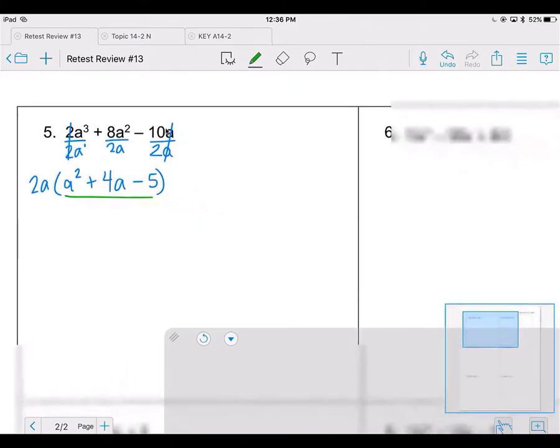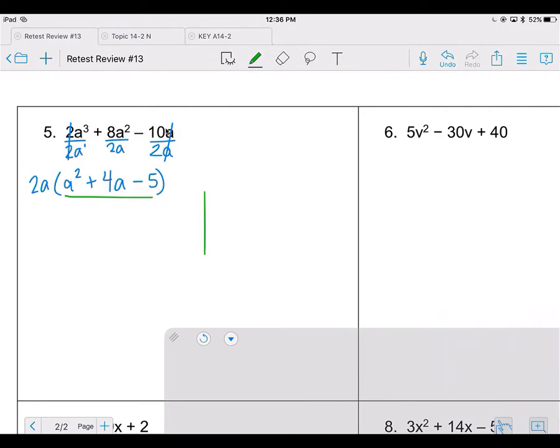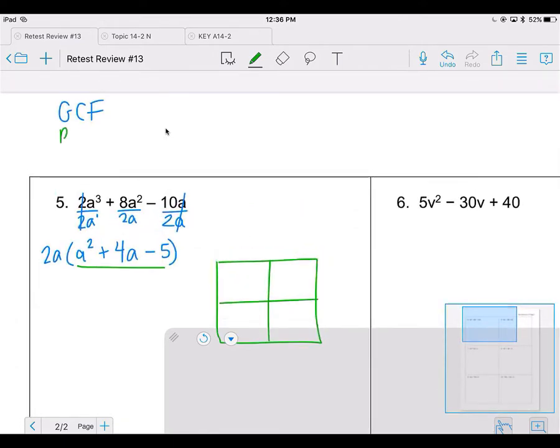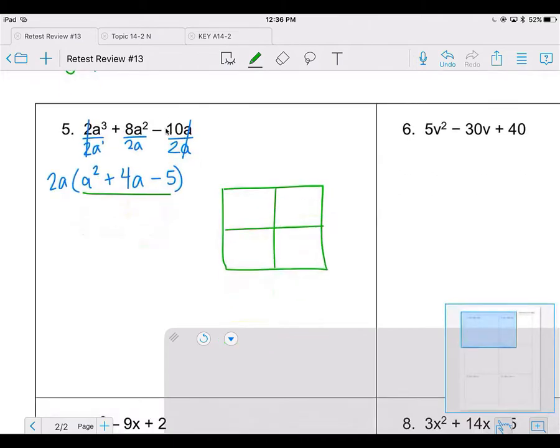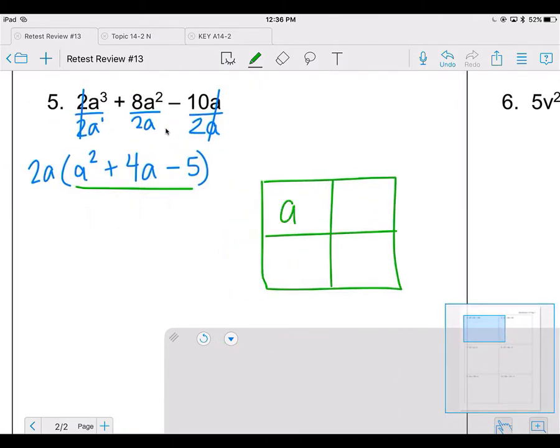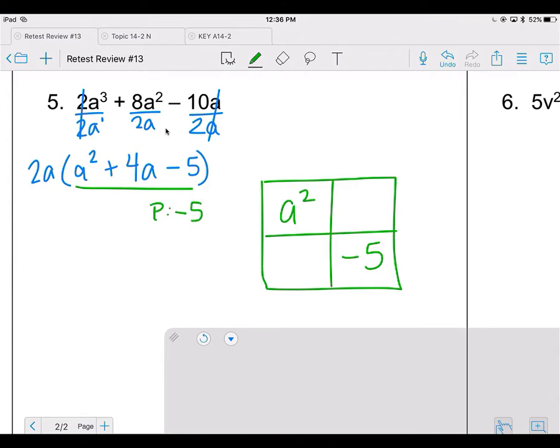I now take what's in parentheses, which is what's left over after I take out my GCF, and use the box to factor. I only use the box after I've taken out a GCF. In my box, I put my first term and my last term, so a squared and minus 5. And I multiply those for my product. So my product is negative 5a squared.